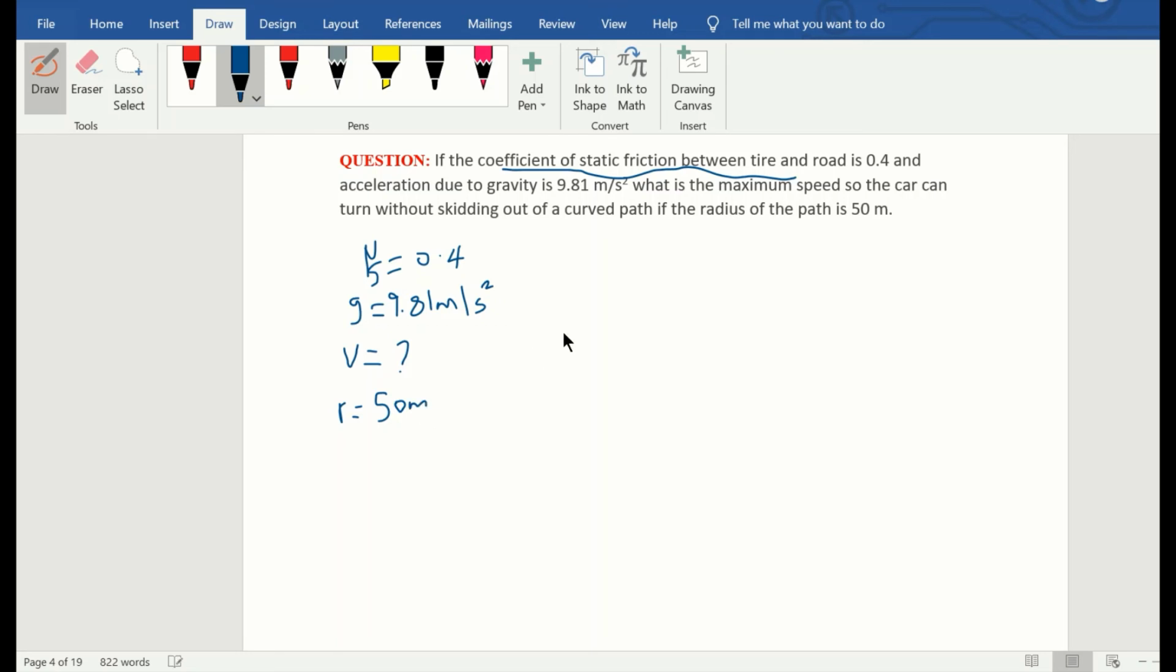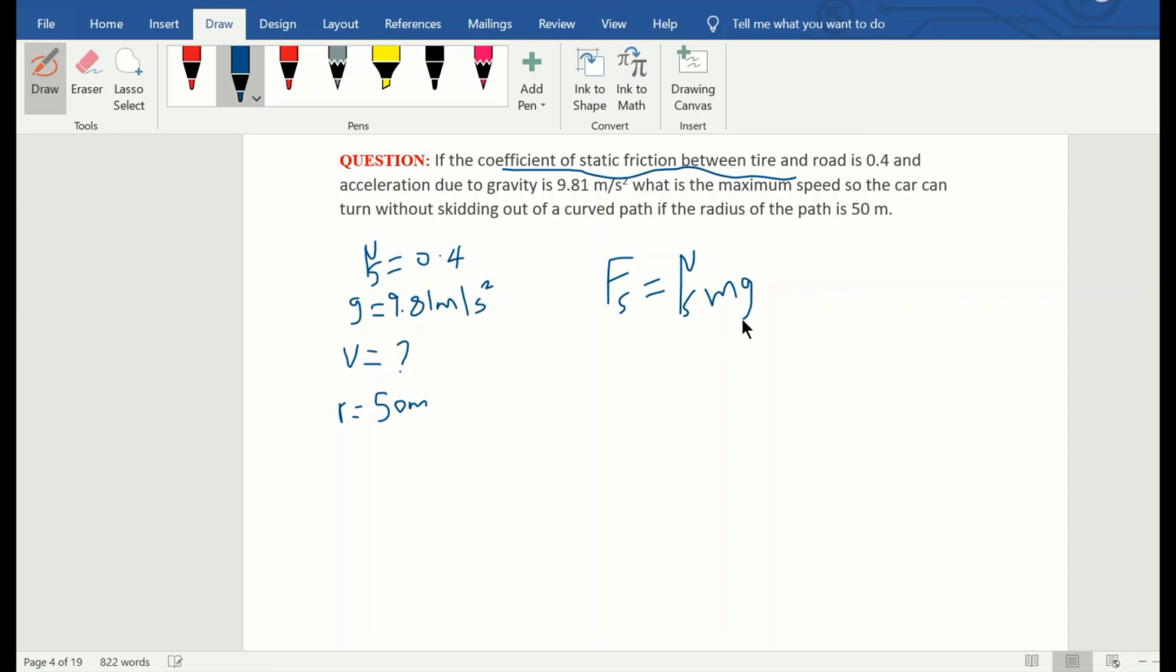So what you can analyze from this question is that we have two forces acting on this object, or on the car. The first force is the force of static friction, which is equal to the friction coefficient times mg. That's the first force acting on the system.